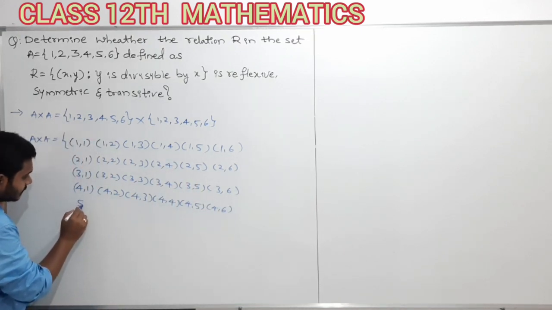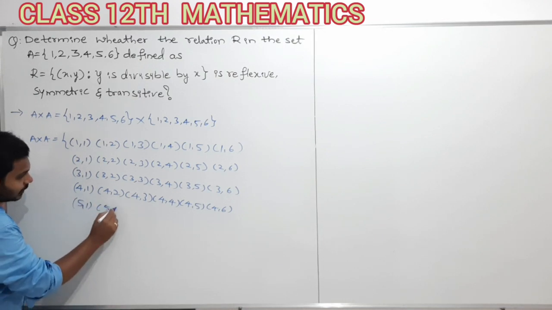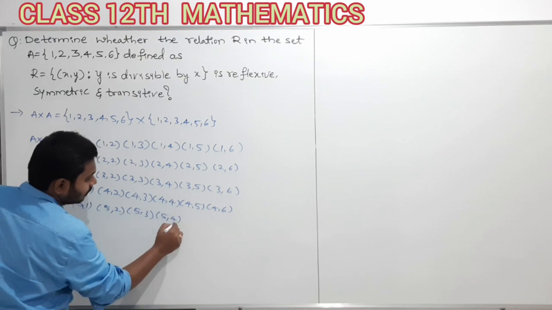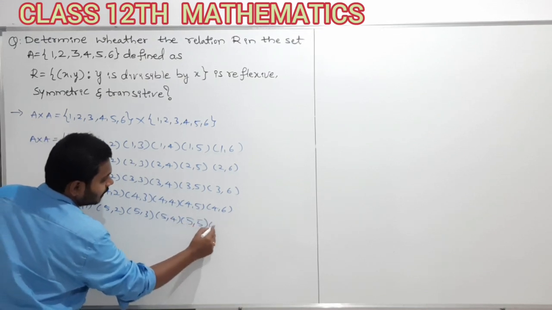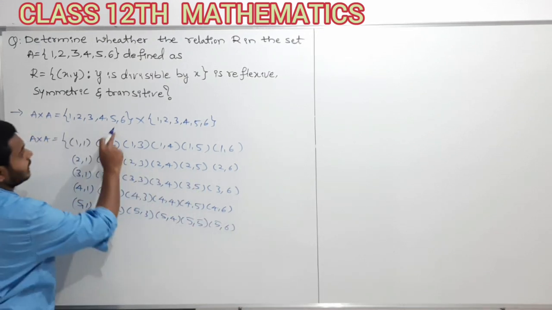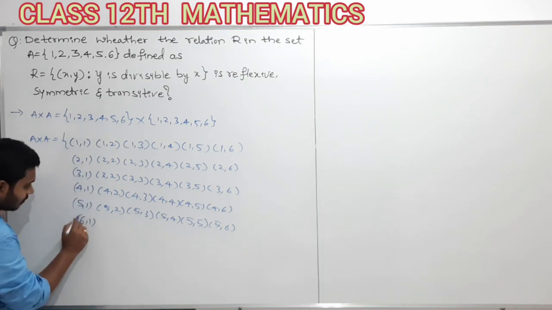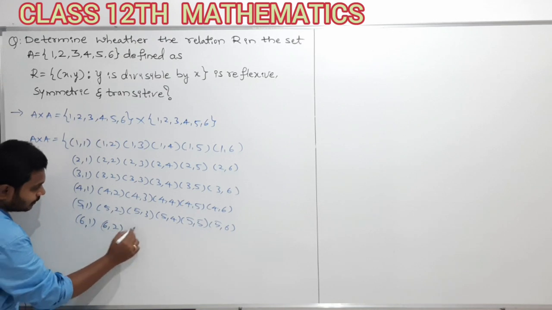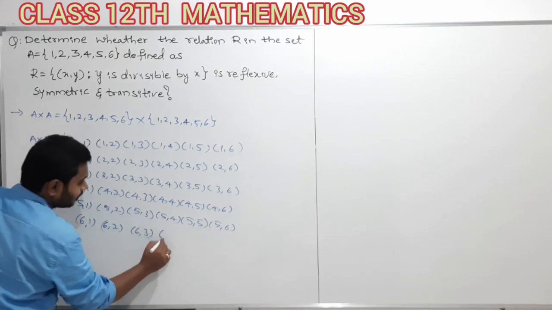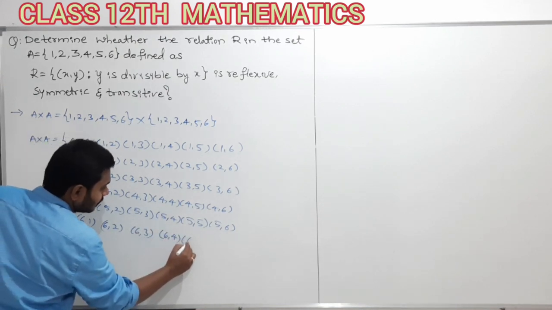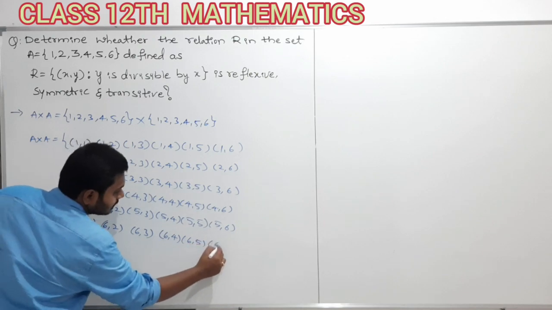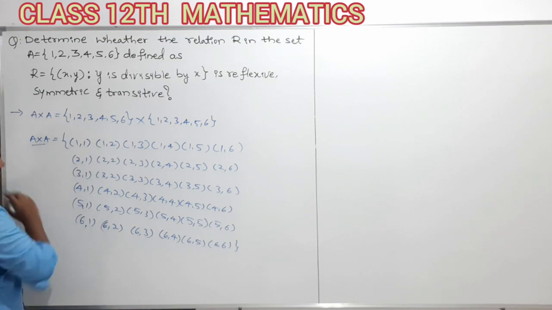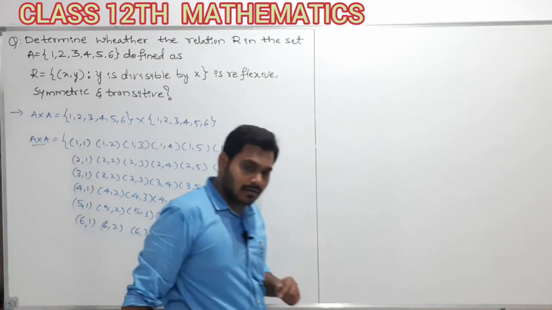And next 5, 1, 5, 2, 5, 3, 5, 4, 5, 5, 5, 6. And the last one is 6, 1, 6, 2, 6, 3, 6, 4, 6, 5, 6, 6. So these are the ordered pairs. So it means A cross A. So my dear students, we have A cross A.